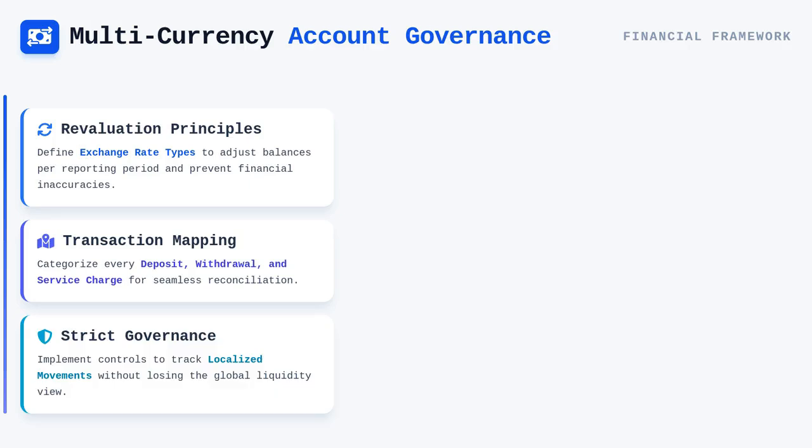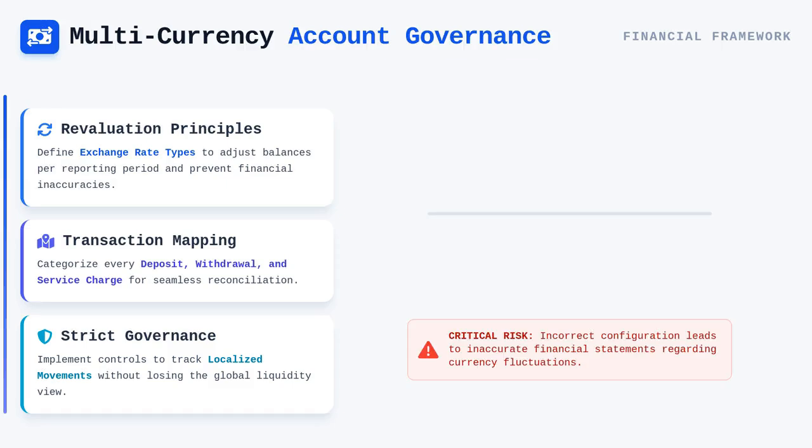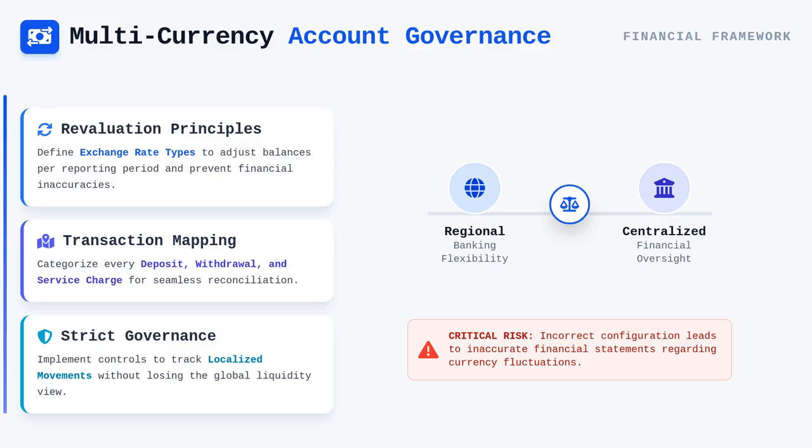By establishing these strict controls, you provide the finance team with the tools to track localized fund movements while maintaining a global view of the company's liquidity. The entire framework is designed to balance the tension between regional banking flexibility and centralized financial oversight.